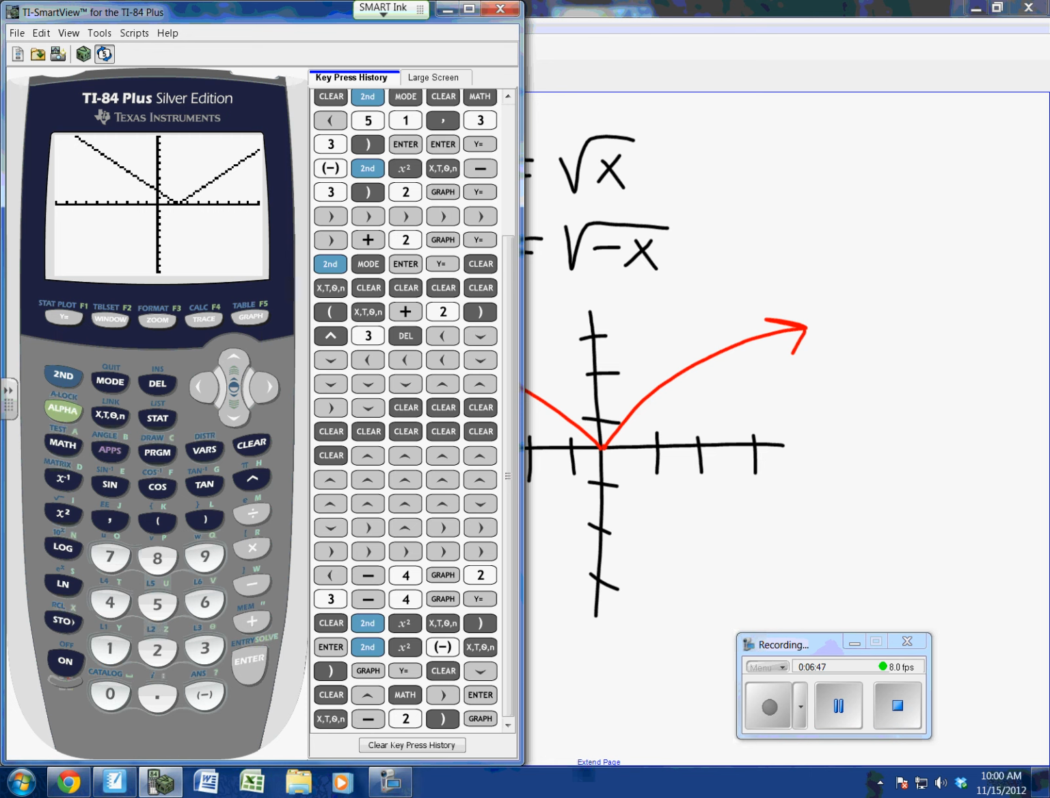SM2 block says pre-calculus. Okay. That's secondary math 2 block is yours.